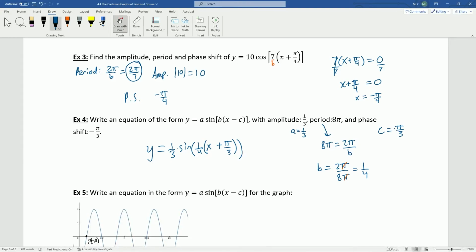We wrote the phase shift in terms of c. So if the phase shift is negative pi over 3, I'm shifting left by pi over 3, so I need x plus pi over 3 in my expression. I'll just say it that way to be as clear as possible, right? Because if we take x plus pi over 3, set it equal to 0, that's x equals negative pi over 3. That's our shift. So our expression inside parentheses needs to be x plus pi over 3.